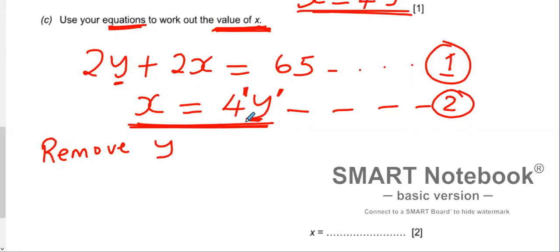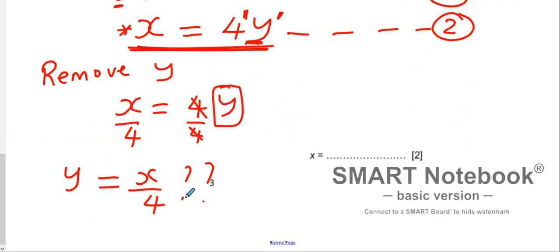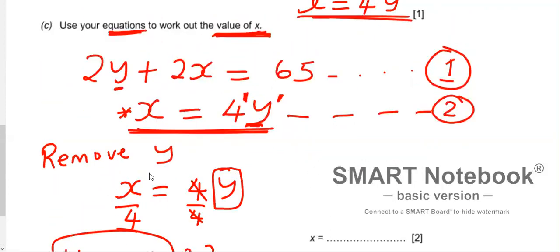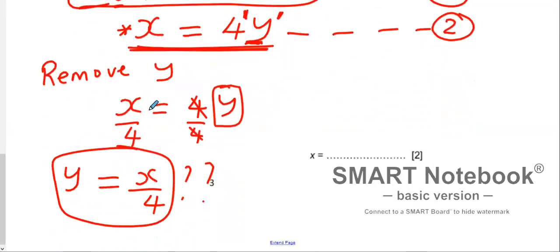So how do you remove y from this equation? Simply take x equals 4y. To remove y, we need to divide by 4 on both sides. Now can you see that y equals x over 4? Once you get y equals x over 4, you have to go back to the first equation. Where there is y, you will be writing x divided by 4.